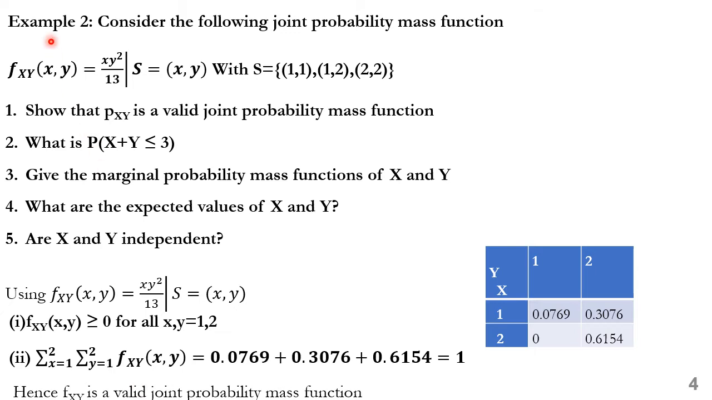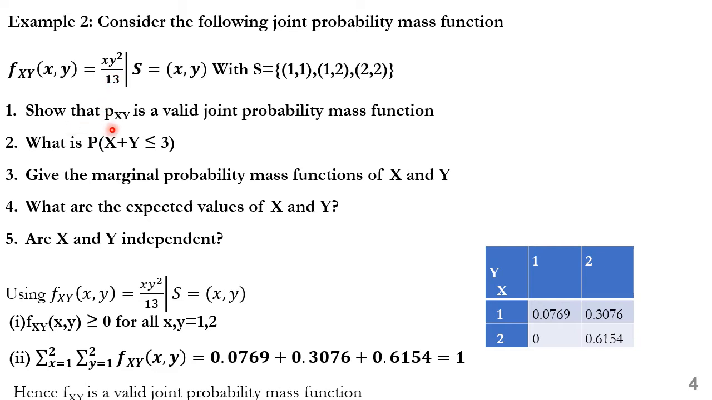Let us consider the second example. Consider the following joint probability mass function, which is defined as fxy of x comma y is equal to x y squared divided by 13 for all values of x comma y, which can take the values 1, 1, 1, 2, 2, 2. So remember here 2, 1 is missing. It is not defined. If x value is equal to 2, y value is equal to 1, for this particular x y value, this equation is not valid.